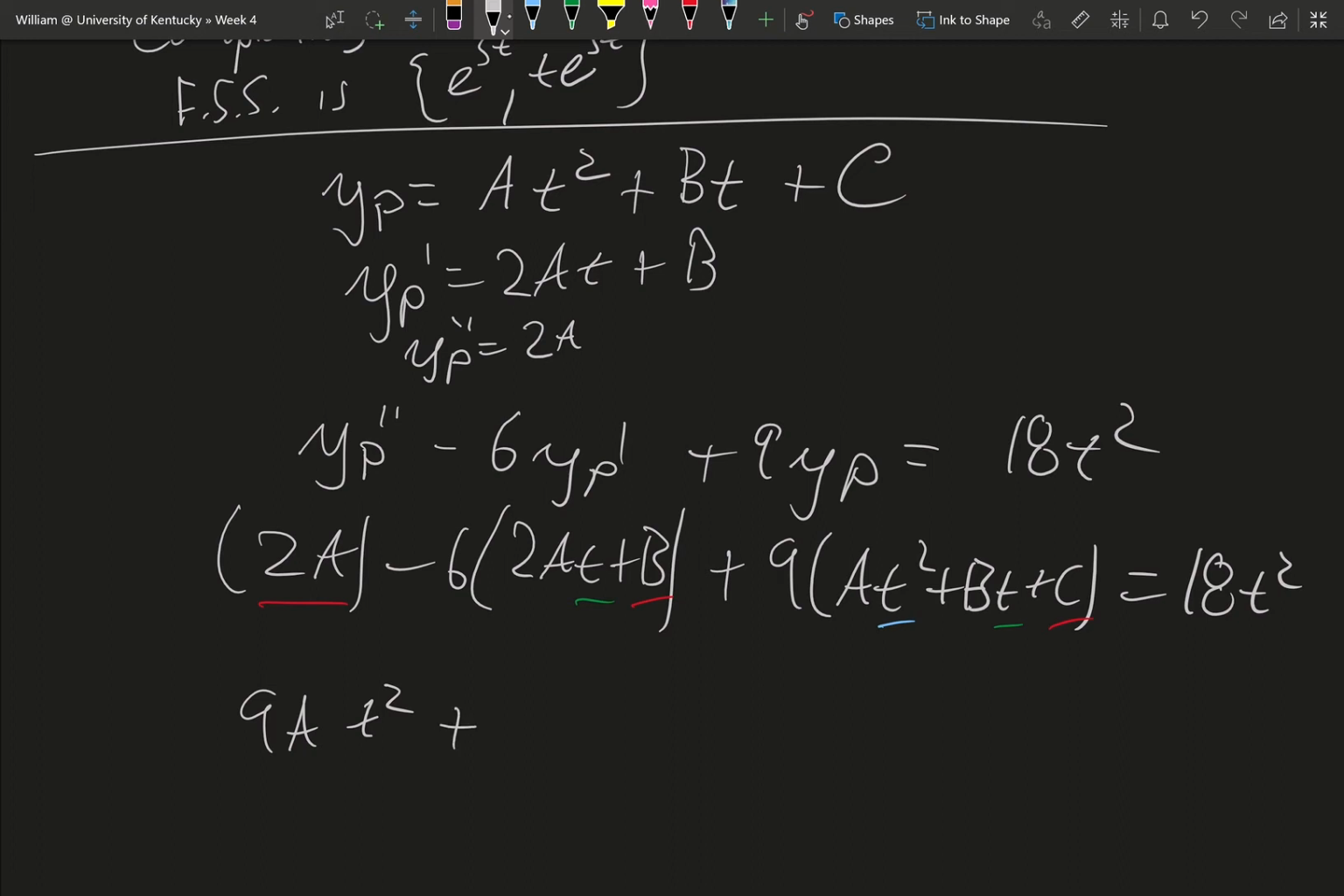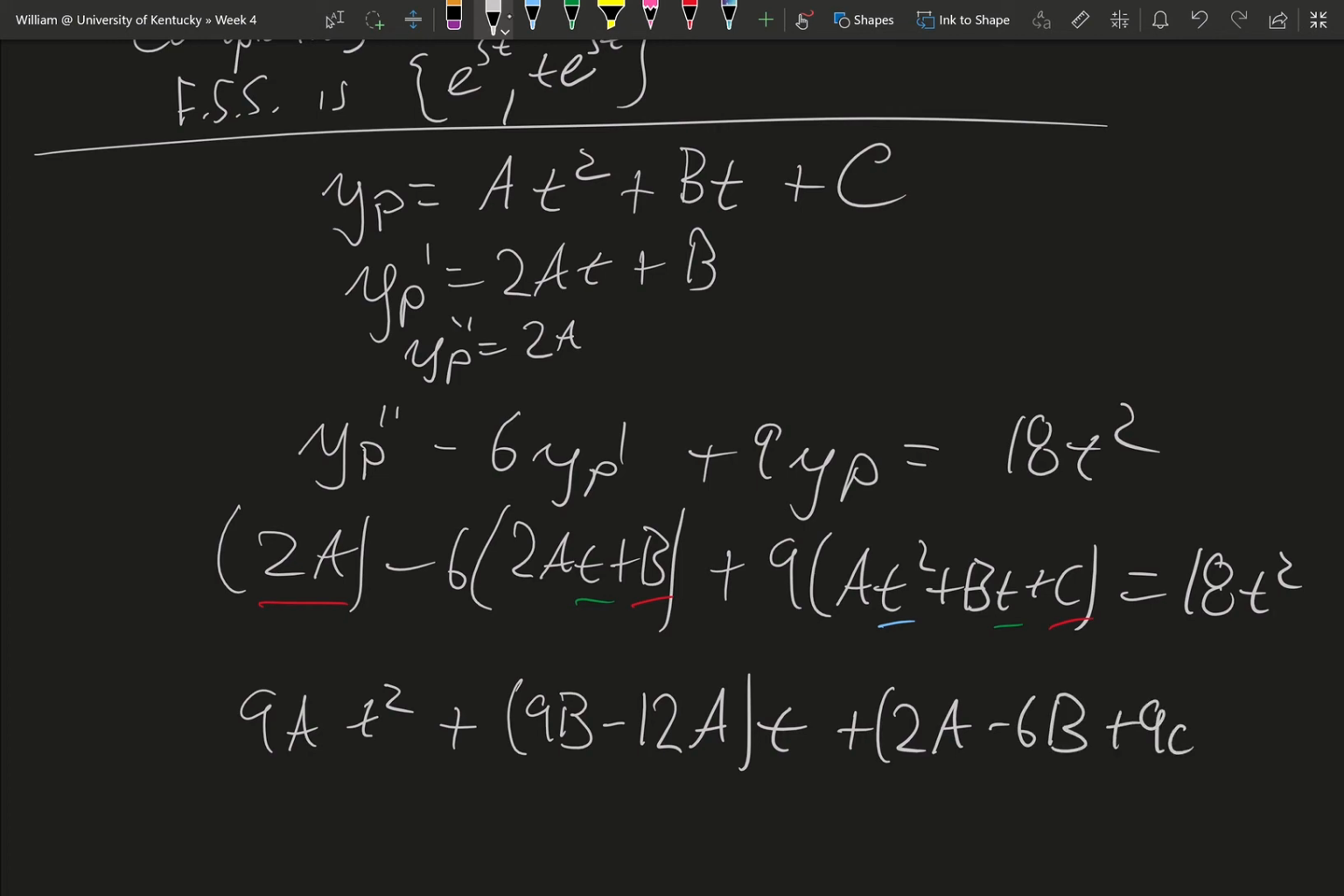We'll look at our t terms next. So we're going to have 9b and a negative 12a. And then for our constant terms, we're going to have 2a minus 6b plus 9c.